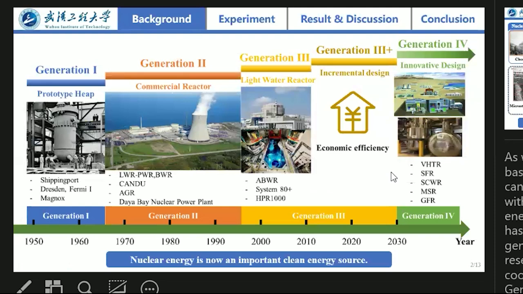As we all know, energy is the basis of modern industry. Maybe I can say no energy, no industry. With the advancement of nuclear energy technology, nuclear power has become an important method of generating clean energy. In this work, we focus on the sodium-cooled fast reactor, which is one of the generation 4 nuclear systems.